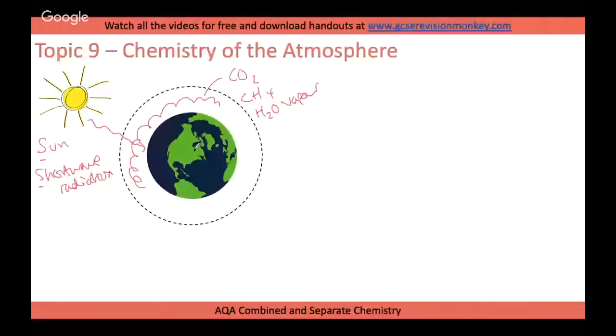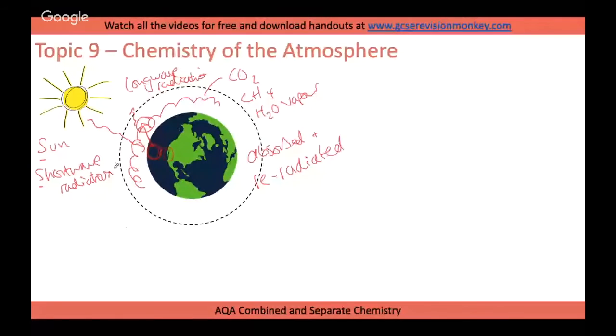So the shortwave radiation goes in, but all of the objects on the Earth absorb that radiation and reflect it back into the atmosphere. But this time, as it goes out, it is now long wave radiation. And that doesn't just go straight through the greenhouse gases. Some of it does, but some of it is absorbed and re-radiated back to Earth.